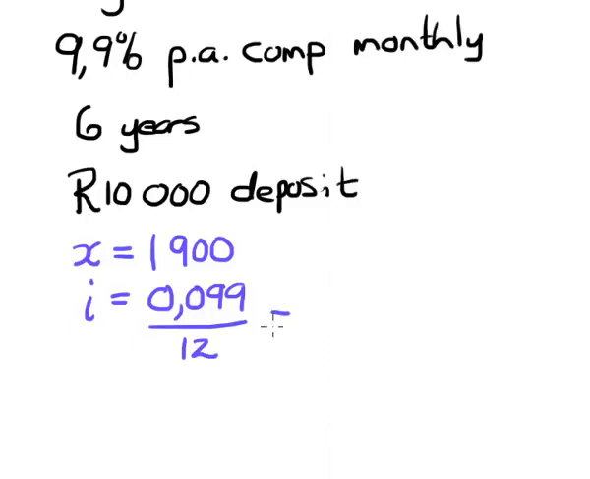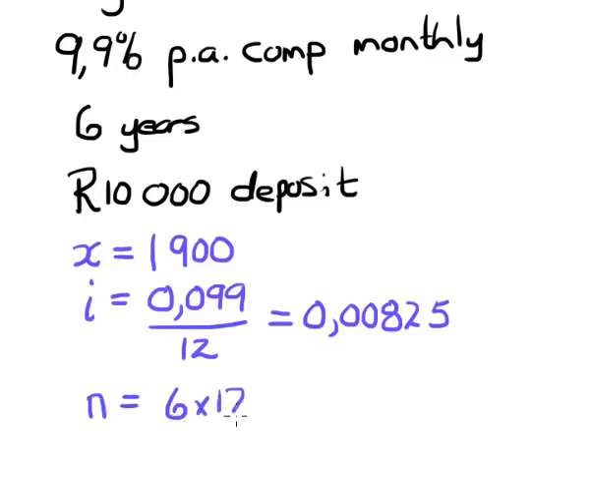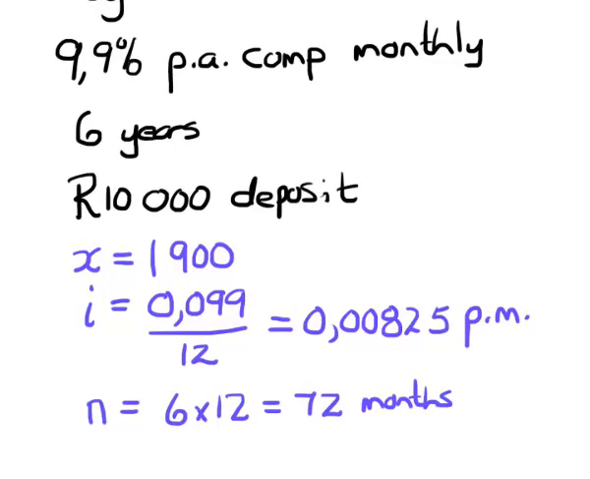So it equals 0.00825. And then our N value is 6 years, so we've got to go 6 times 12, and that gives us 72 months. Remember, these two values always have to be in the same unit. So this is per month, and this is number of months. Okay, let's sub that into our formula.